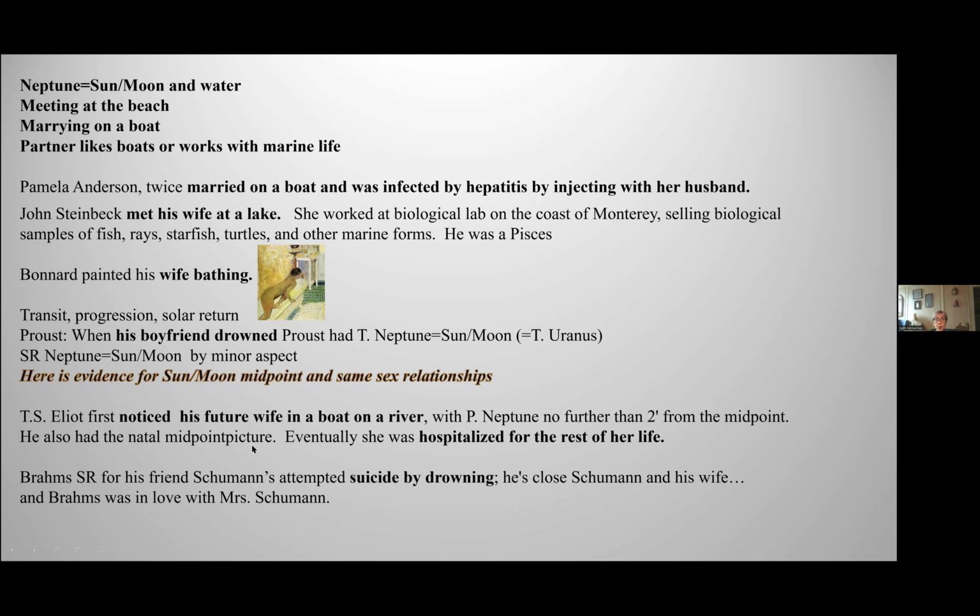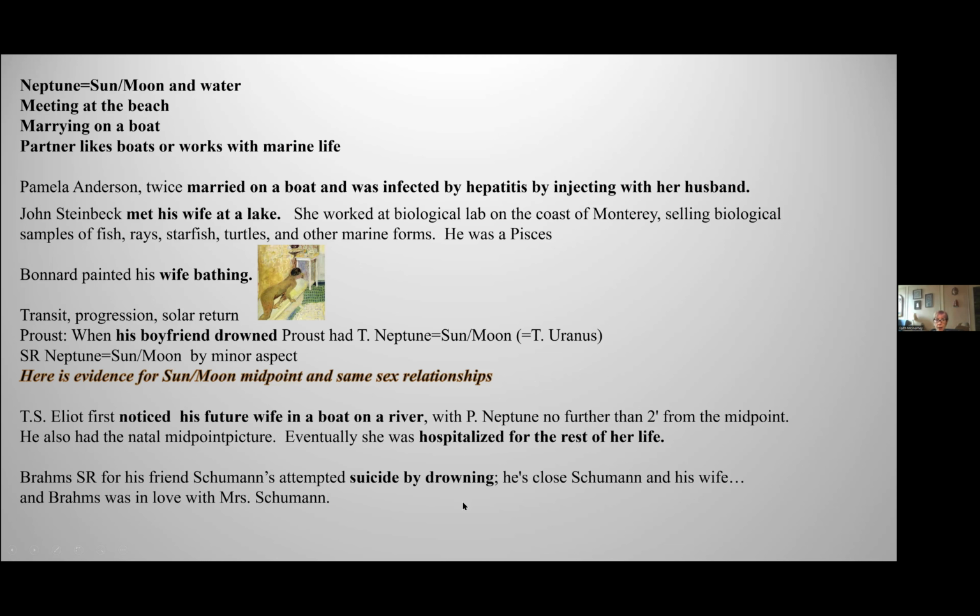T.S. Eliot noticed his wife when she was on a boat, and he had progressed Neptune approximately 2 minutes from the midpoint. He also had the natal midpoint picture, and eventually, once they were married for a while, she was hospitalized for the rest of her life.